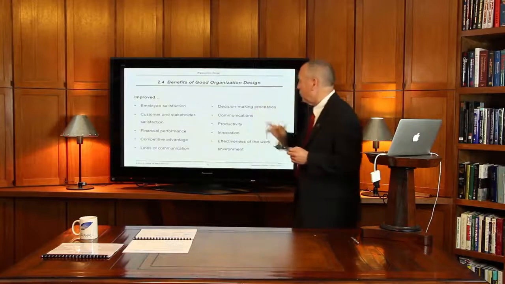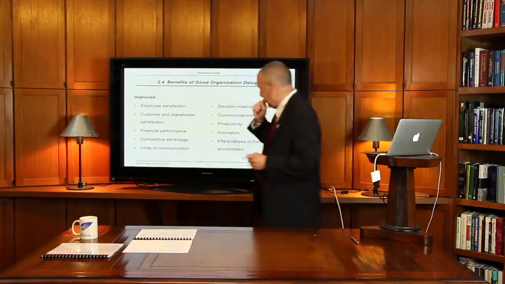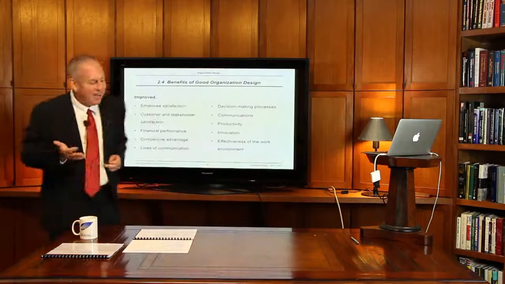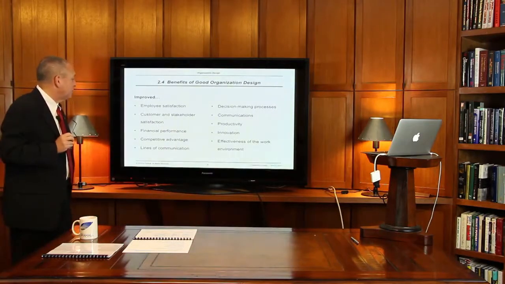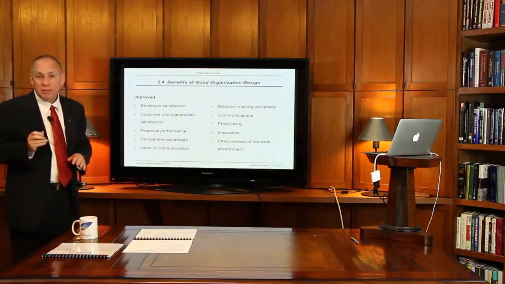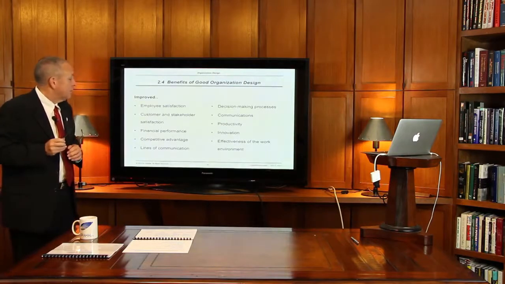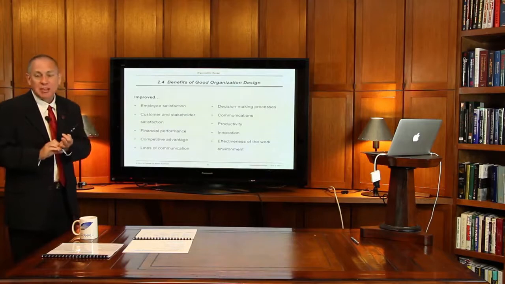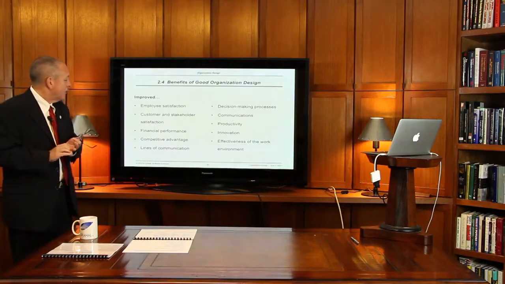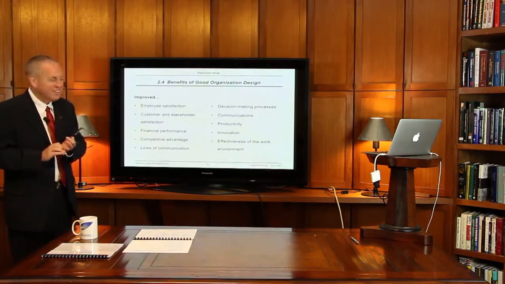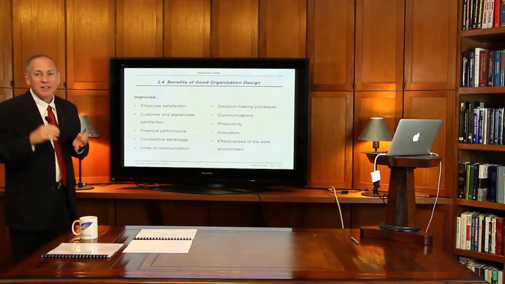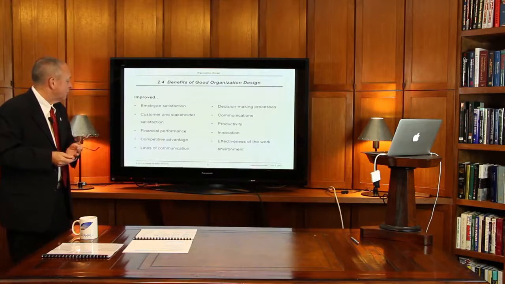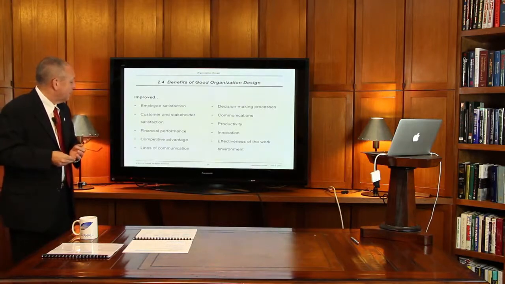These goals include employee satisfaction. If your employees aren't happy, then you've got issues. Your customers and stakeholders have to be satisfied. Obviously, financial performance is important, either in terms of business results, making a profit, or even in a nonprofit organization. Financial performance is still a factor. You've got to be meeting your budgets, etc., and not losing money. Is competitive advantage a factor? It certainly is in the private sector.